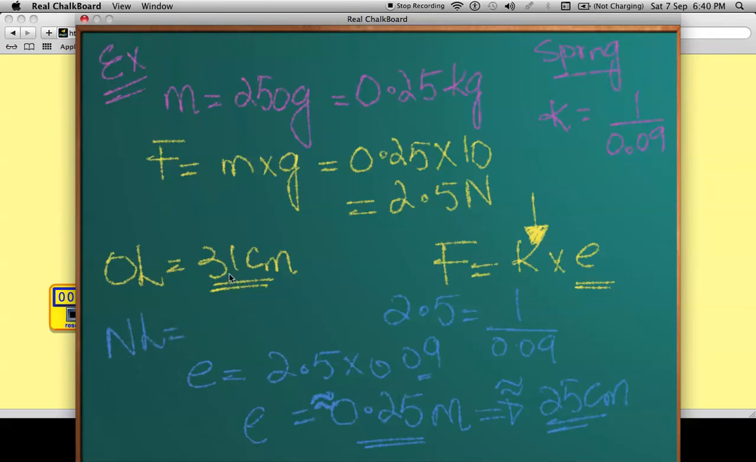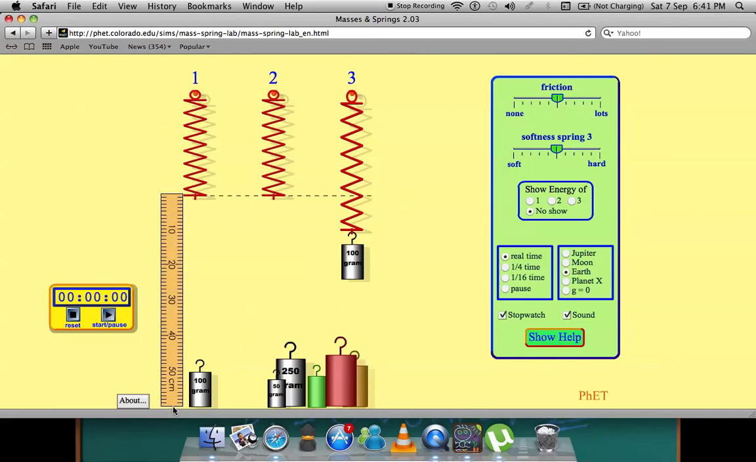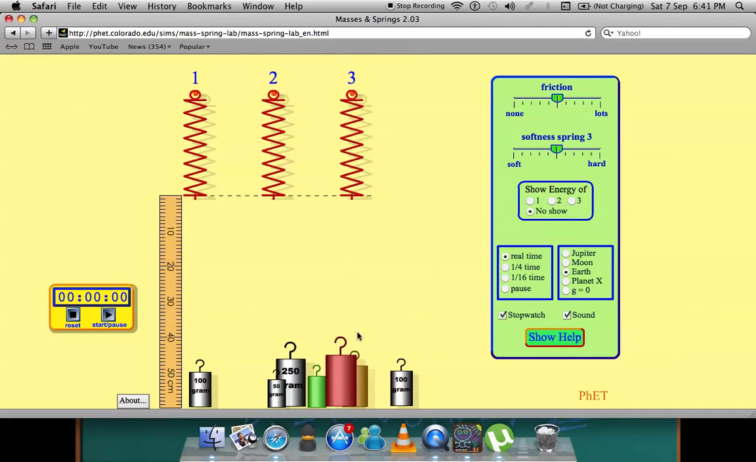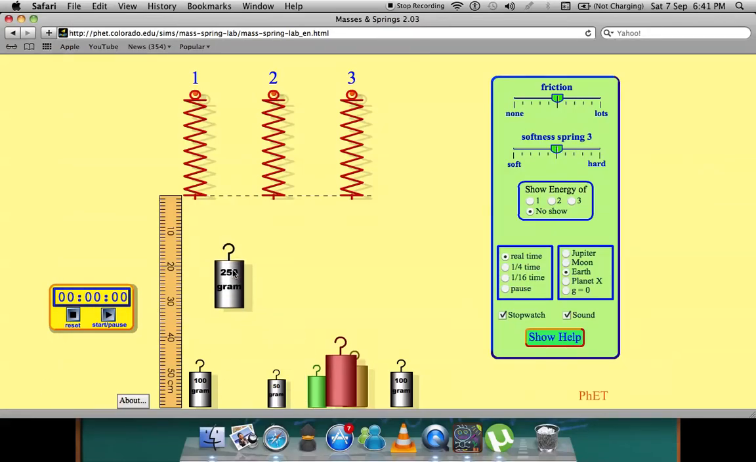Now let's find out the new length. The original length was 31, and it extended 25 centimeters more than this. So 31 plus 25 is 56 centimeters. The new length would be 56 centimeters. Now my scale only extends to, let me just keep it here. We'll find out the extension of this first spring. The new length should be 56 centimeters. So let's just attach it here, and our extension was about 25 centimeters.